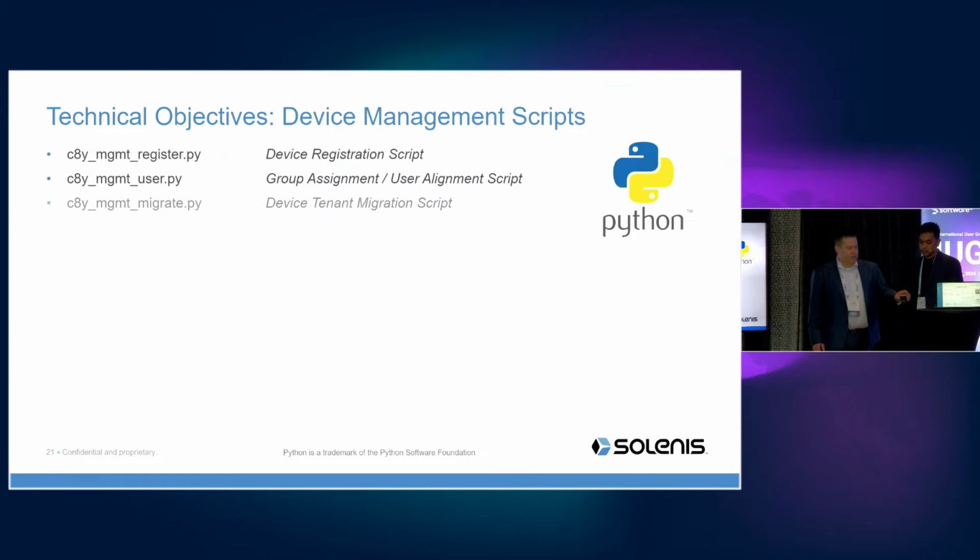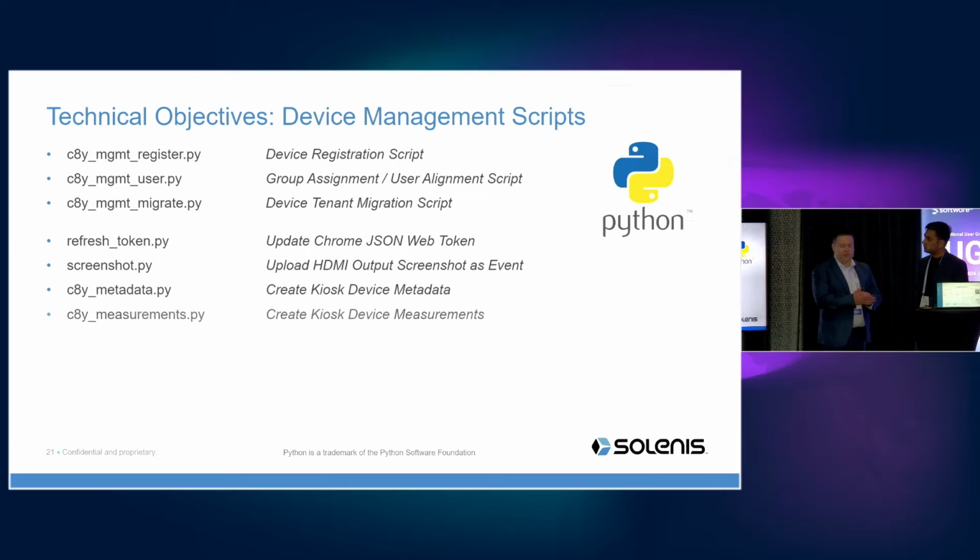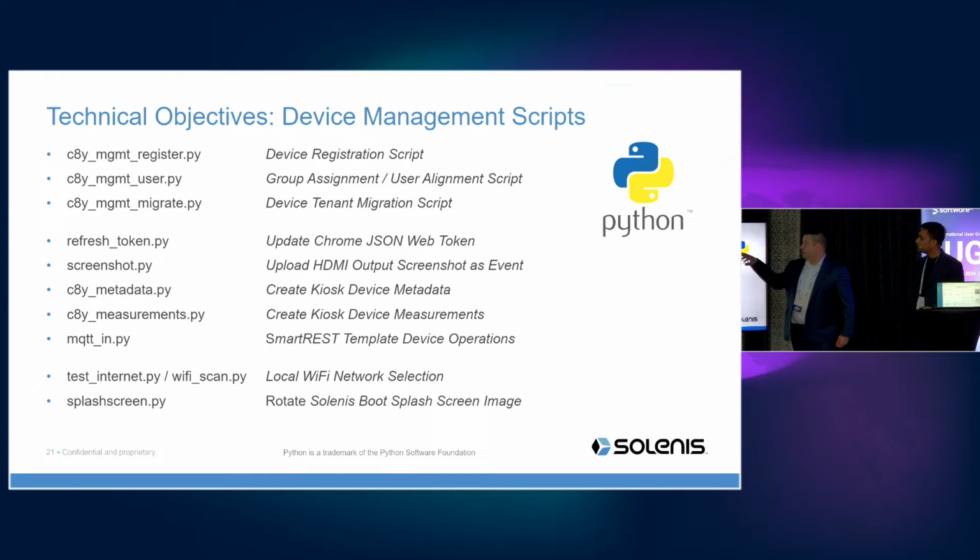So there are a number of different scripts that we have running on the device. The three initial ones up here are the initial configuration of the device, registering it with the platform, and doing some of the initial setup and configuration of the device template that we've downloaded onto the SD card. The user one here is a really cool one, and we'll go through that in detail.